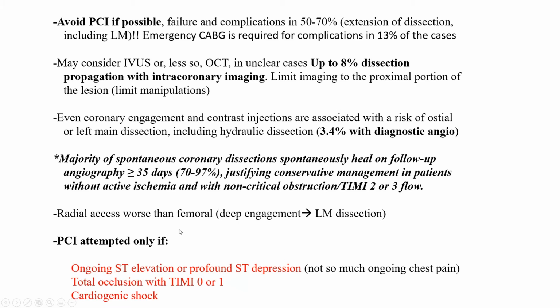Radial access, in theory and in some of the series, is more prone to aggravating SCAD and causing left main dissection or ostial RCA dissection in those patients, because you may need to do more maneuvers to engage in radial access. PCI is attempted only if ongoing ST elevation or profound ST depression, total occlusion with TIMI 0 or 1, or cardiogenic shock. And I will add here also if you have left main SCAD.